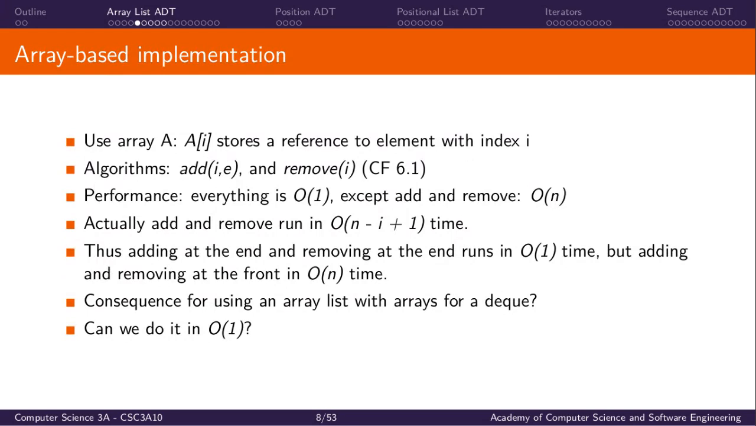Right, so one way of implementing an array list, or array-based list ADT, would be, expectedly the simplest way, to use an array to store these values. If we use an array, then A[i] would store a reference to the element with index i.